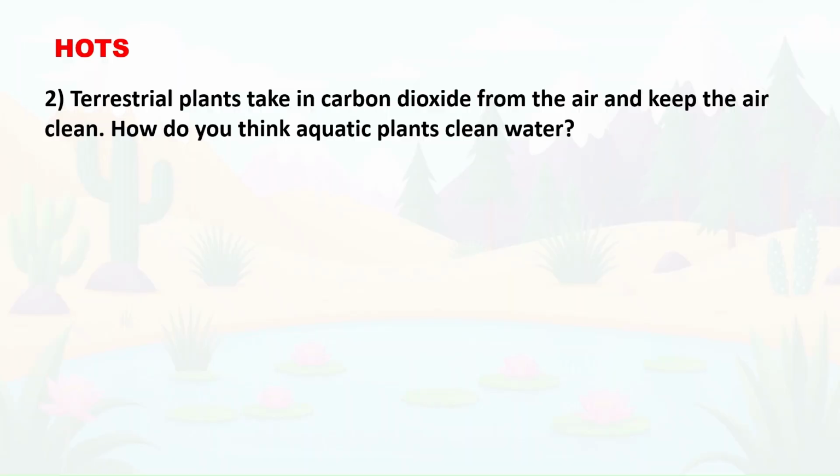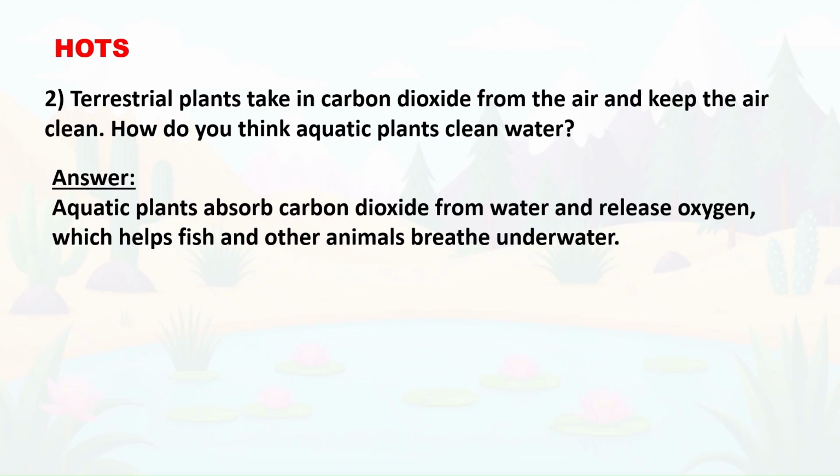2. Terrestrial plants take in carbon dioxide from the air and keep the air clean. How do you think aquatic plants clean water? Answer. Aquatic plants absorb carbon dioxide from water and release oxygen, which helps fish and other animals breathe underwater.